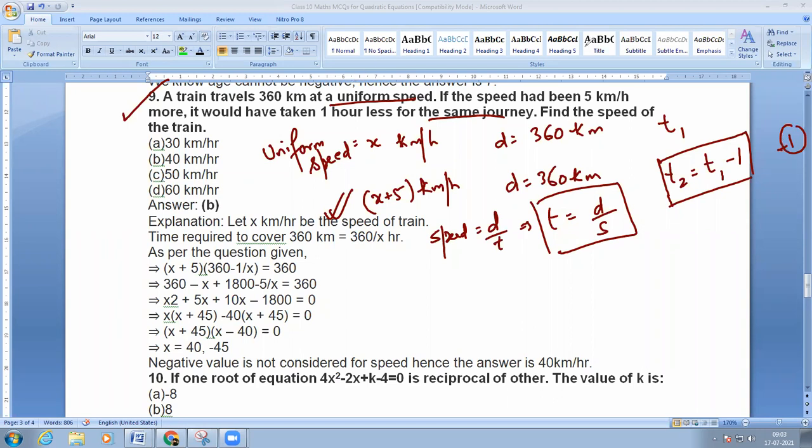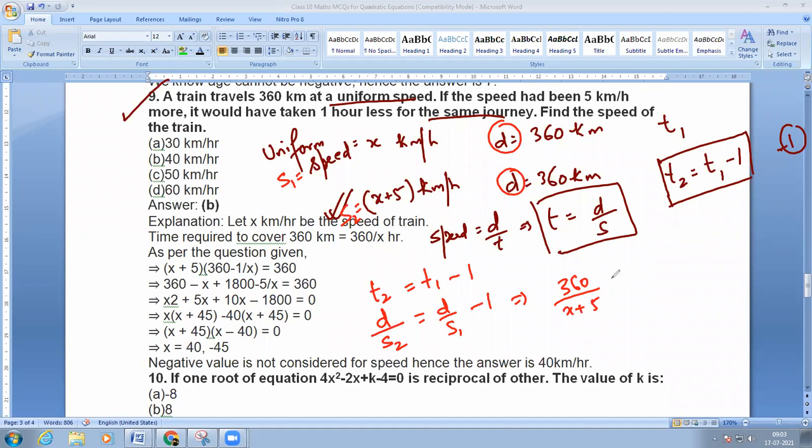So हमने equation 1 में इस formula को apply किया, तो हमारे पास क्या आ गया बेटा? T2 is equal to T1 minus 1. So T2 की जगह हम लिख सकते हैं D distance and speed in the second case, that is S2, and the speed in the first case is S1. So D upon S1. Distance is the same in both the cases, so that is why I'm writing D minus 1. Now substitute the values of S1, S2 and D. So 360 divided by S2, S2 is x plus 5, and 360 divided by x minus 1. This is our equation. Now we have to solve this equation.